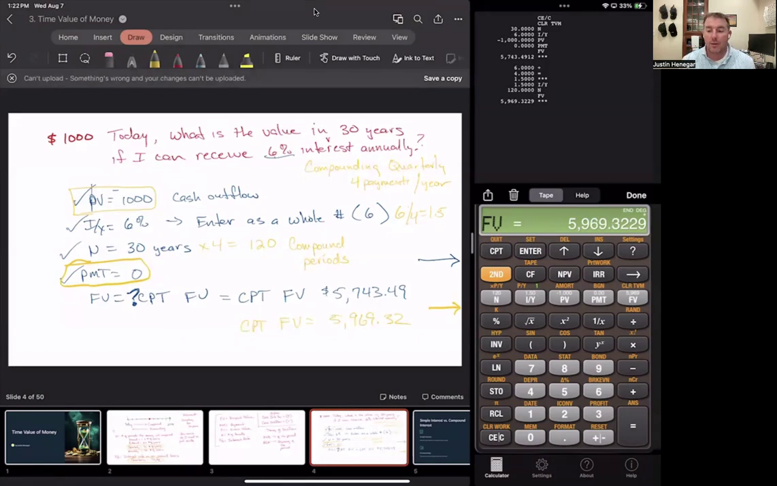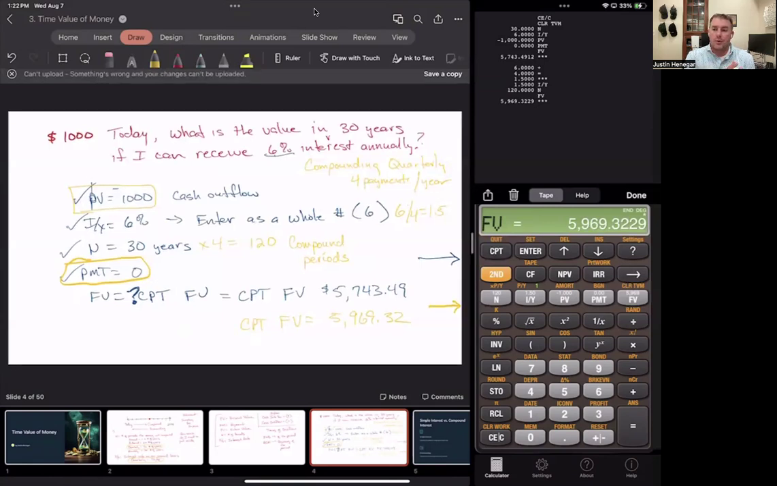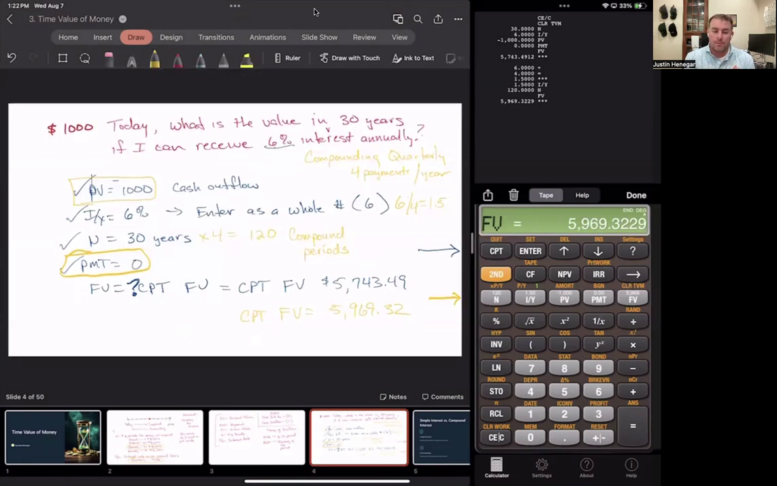I didn't change how much I invested. I didn't change the number of years that I wanted to invest, but my value actually went up by $226. Well, because we've increased the frequency of our compounding, the interest that we earned in the first quarter is now included in our principal. And that interest is now included in the second quarter. And then it just keeps compounding.